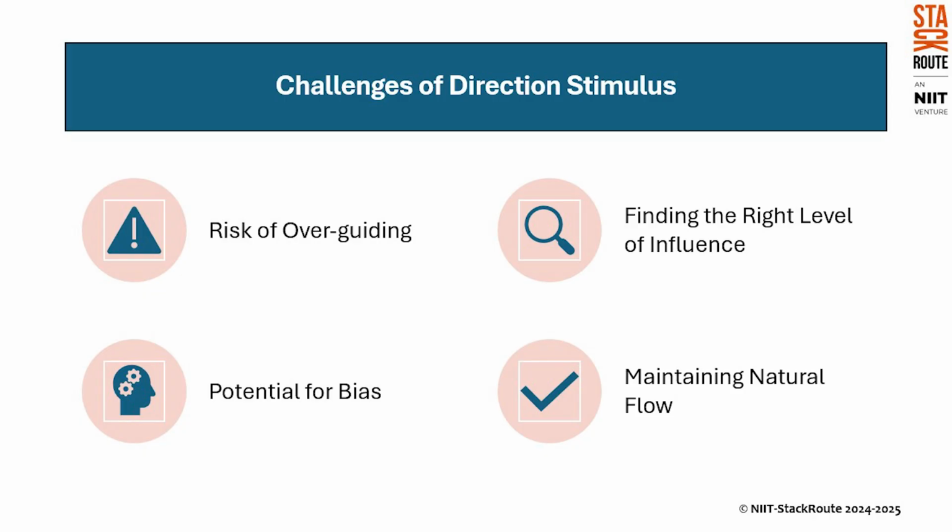However, there are some challenges to consider with directional stimulus. First and foremost is risk of overguiding. Too much direction can stifle the model's creativity, leading to responses that feel too formulaic or restricted. Next thing to pay attention to is finding the right balance. It's crucial to strike the right balance in your prompts, giving the model enough direction without overly constraining its creativity, especially in tasks that require originality.